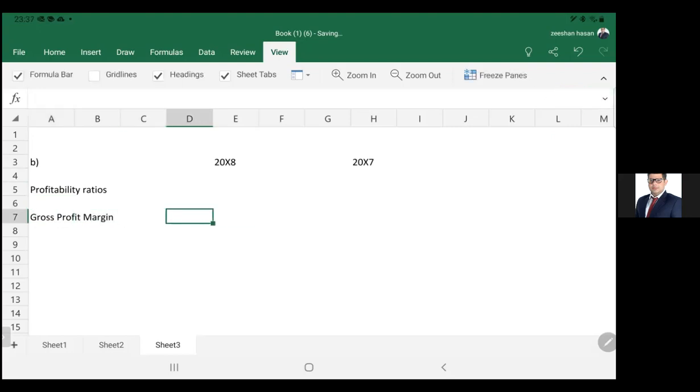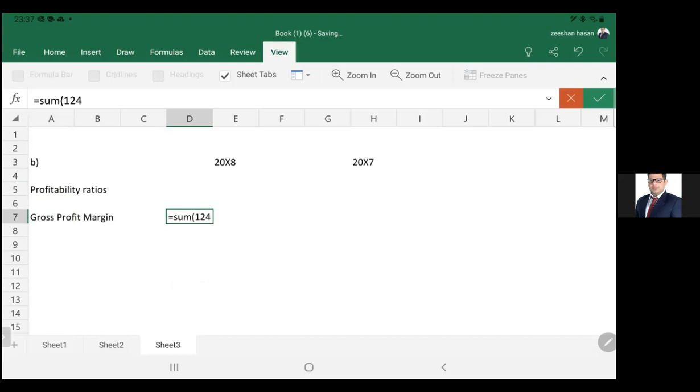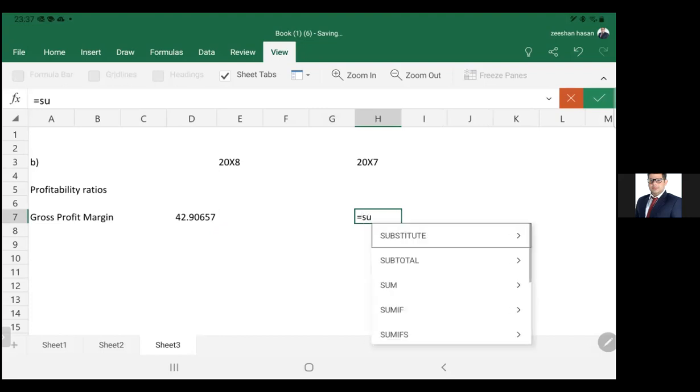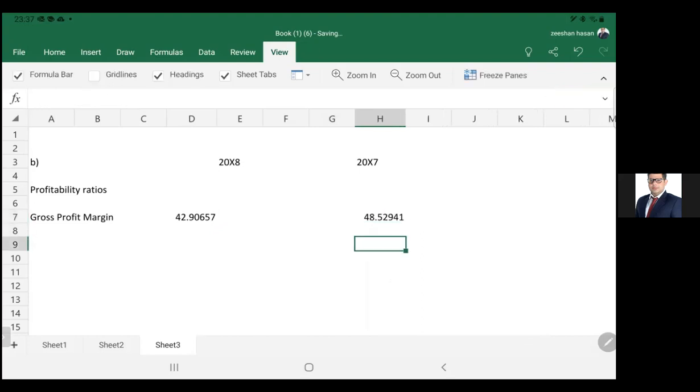For 20X8, it is equal to gross profit 124 divided by revenue, which was 289, multiplied by 100. We get 42.90657 something. Now for 20X7, it is equal to 132 divided by 272 multiplied by 100, which is 48.52941.